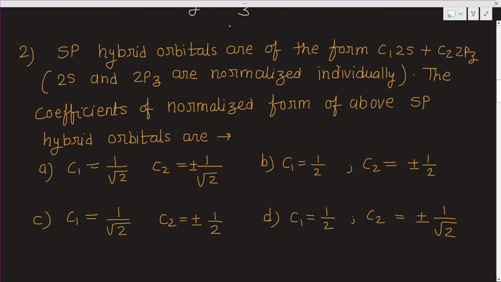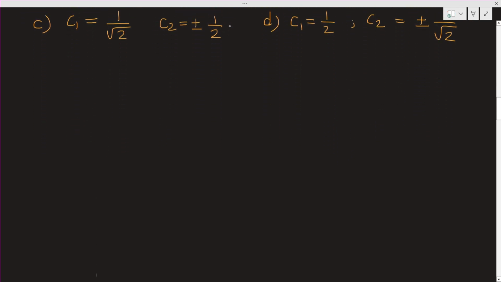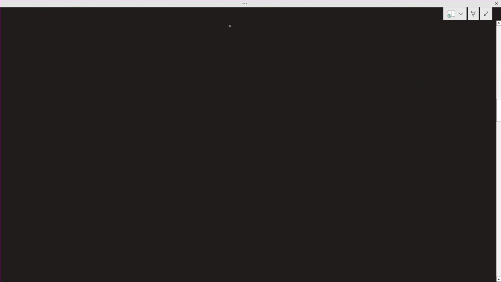See here, this question you have been given. sp hybrid orbitals are of the form C1 2s plus C2 2pz. Here 2s and 2pz are normalized individually. The coefficients of the normalized form of the above sp hybrid orbitals are? So here in this question, you have been given the 2s and 2pz orbitals. One thing you have been given is that your orbital is sp hybridized.